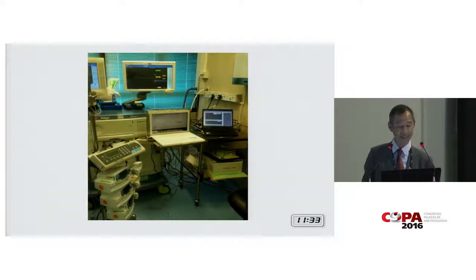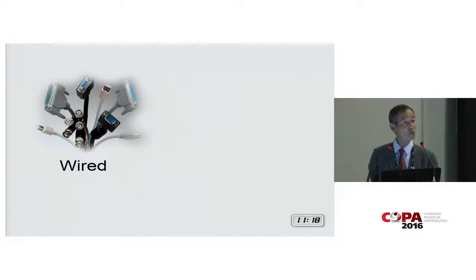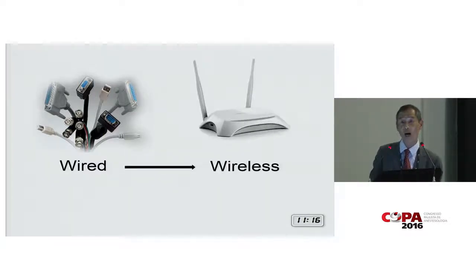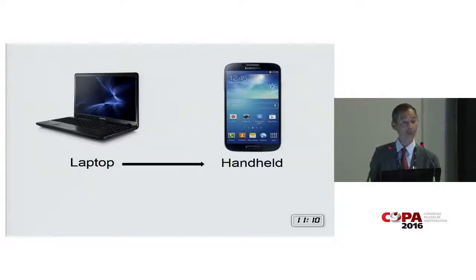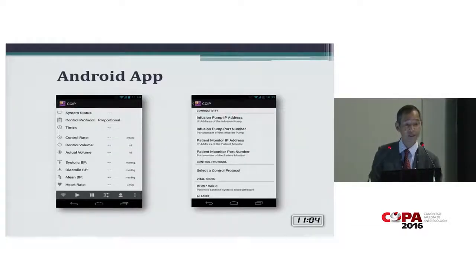Here is a photograph of our setup. You can see we have a couple of computers, we have a syringe pump, and lots of wires. Easy for me to trip over. So because of this mess, we have looked at trying to simplify it. One thing we have done is move from a wired to a wireless system, and secondly, from a laptop to a handheld system. And in fact, one of my junior staff has written an Android app, and so although we're not using it commercially yet, I do have the ability to control the blood pressure with one touch of my smartphone. So it's fun. It's a bit geeky.